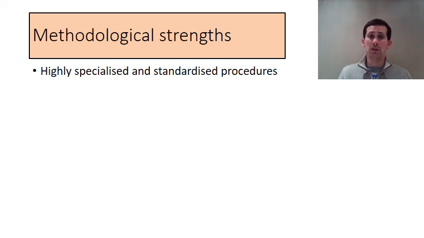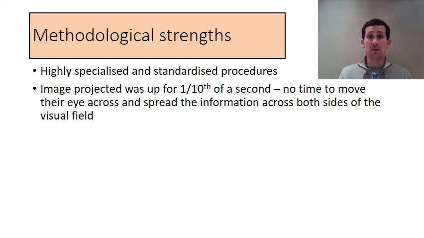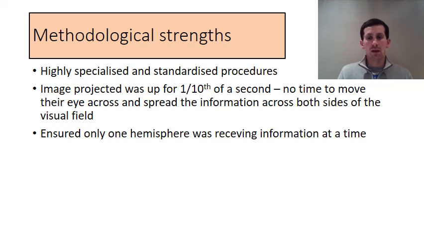However, there are strengths to the research as well. It was a highly scientific, specialised and standardised procedure. The image was only projected for a tenth of a second, a very short time. Therefore, there was no time for the patients to move their eyes across the screen in order for both hemispheres and both visual fields to see the information. So each hemisphere was working in isolation. All of these strengths ensured that each hemisphere was only receiving the information at one time. The left visual field only saw that side, the right visual field only saw information on that side.